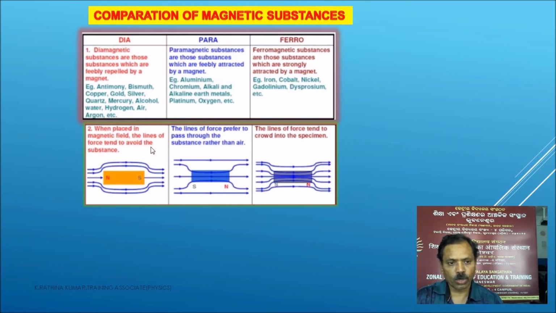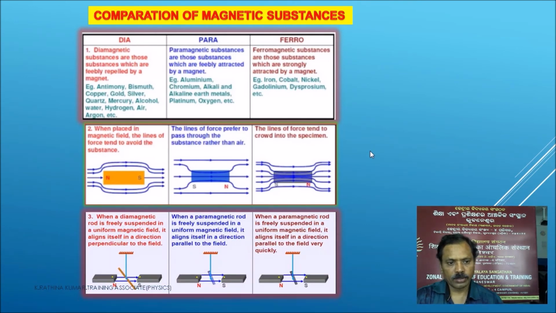Then the second point: when a diamagnetic substance is placed in the magnetic field, the lines of force tend to avoid the substance, so they go out of it. The lines of force prefer to pass through the substance rather than air in the para substance. See that, passing through. And the lines of force tend to crowd into the specimen in the case of ferromagnetic substances.